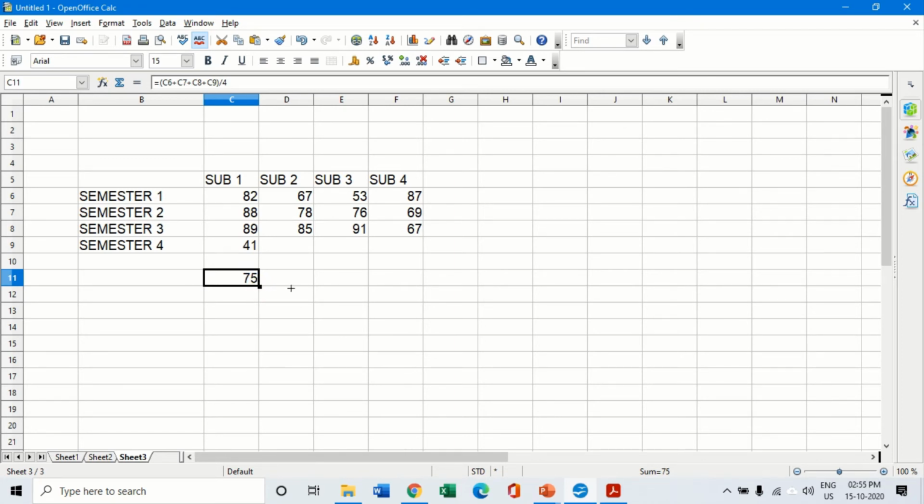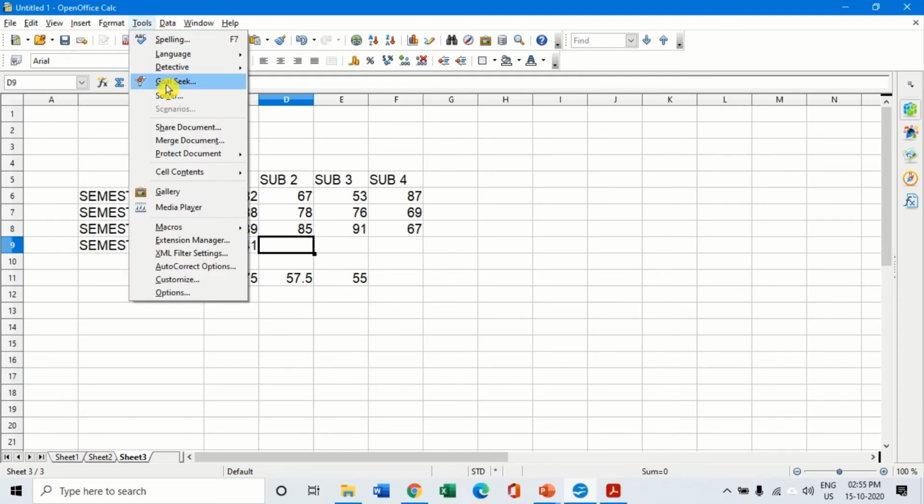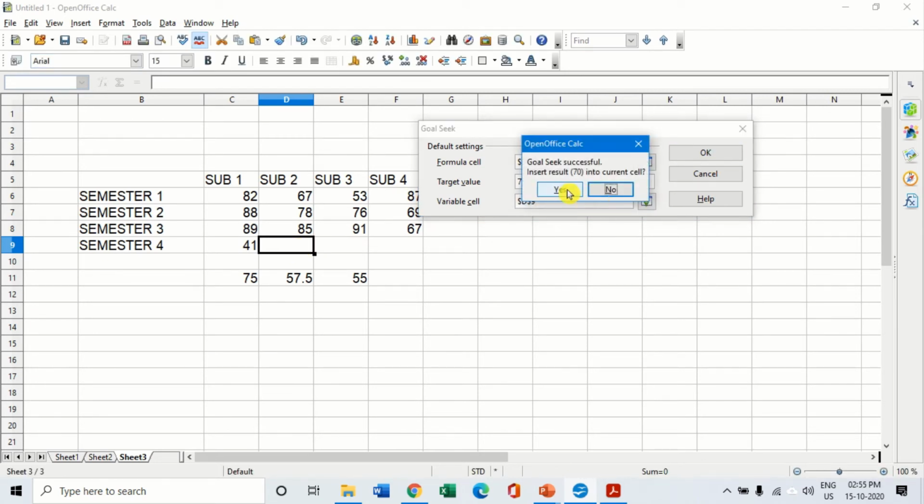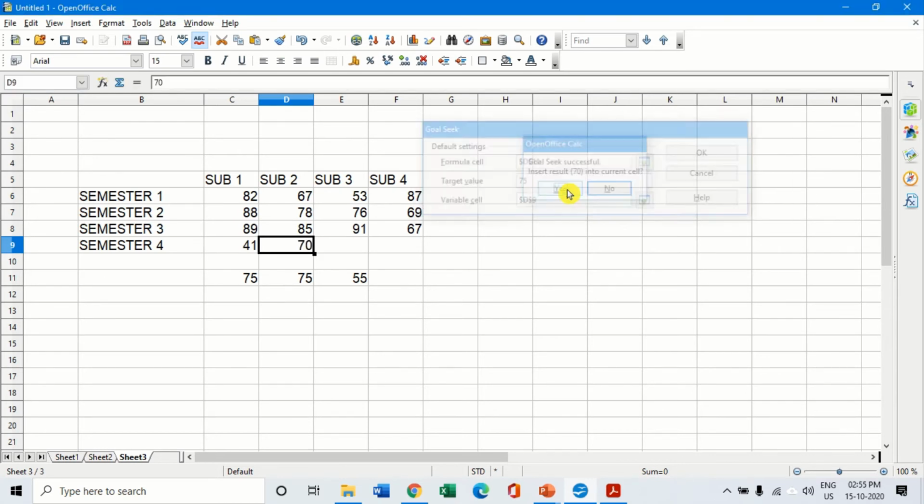Similarly, for all the subjects you want 75, so you can simply drag this. One minute. Let me undo it. I just delete this off. Now here again, click on Tools, Goal Seek. The formula is in this particular cell, the target value again is 75, and the variable cell is this particular cell, and say OK. Now the goal seek has been successful, and it says insert 70% marks.